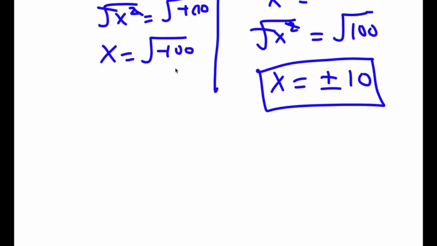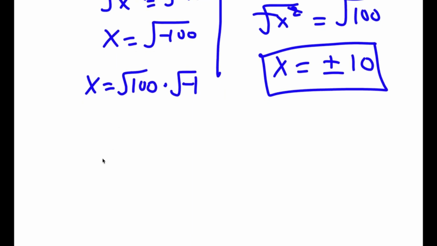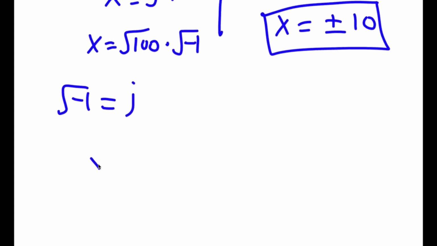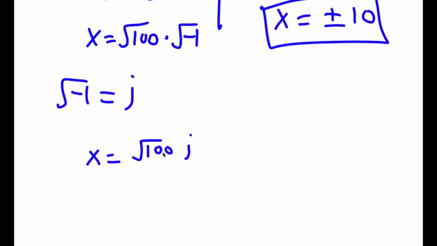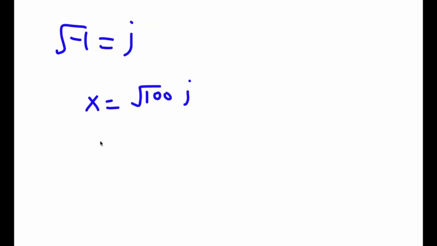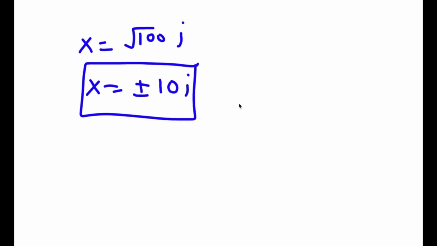Well, the square root of negative 100, I can rewrite this as the square root of 100 times the square root of negative 1. And if you guys already know the square root of negative 1, this is equal to the imaginary number i. So now I have x is equal to the square root of 100, i. Now the square root of 100, this is the same thing as plus or minus 10, so I have plus or minus 10i.